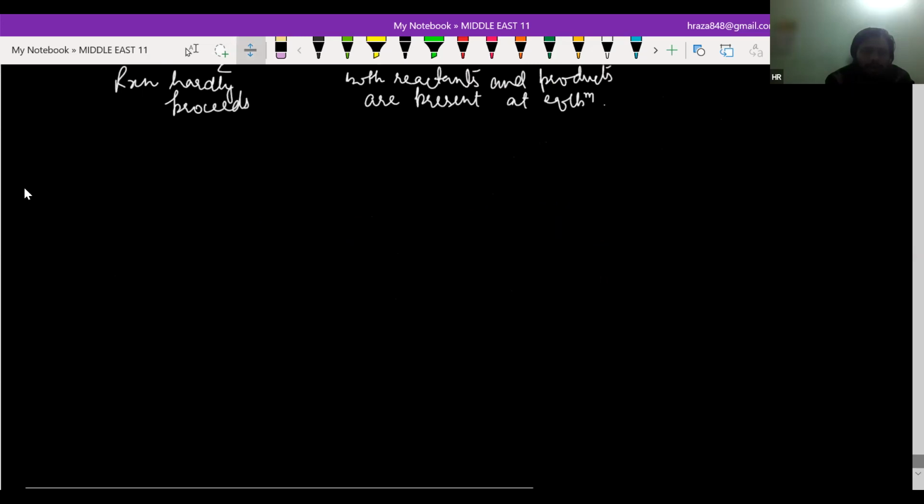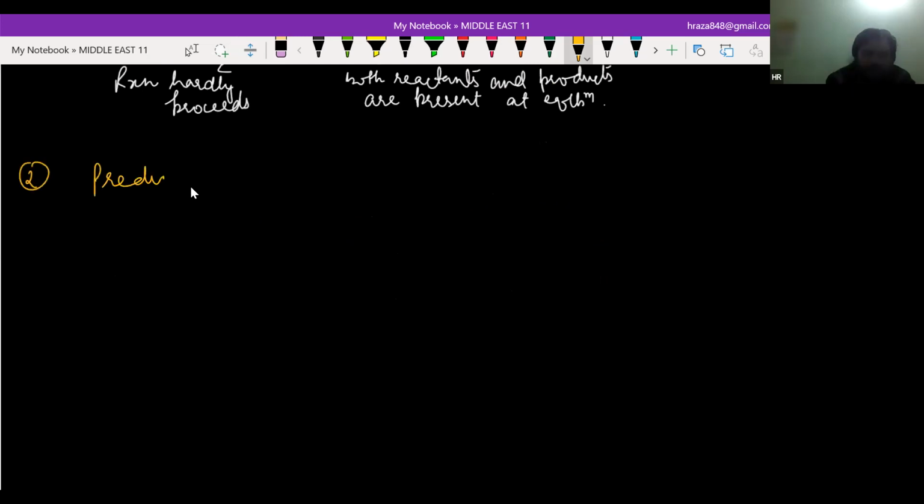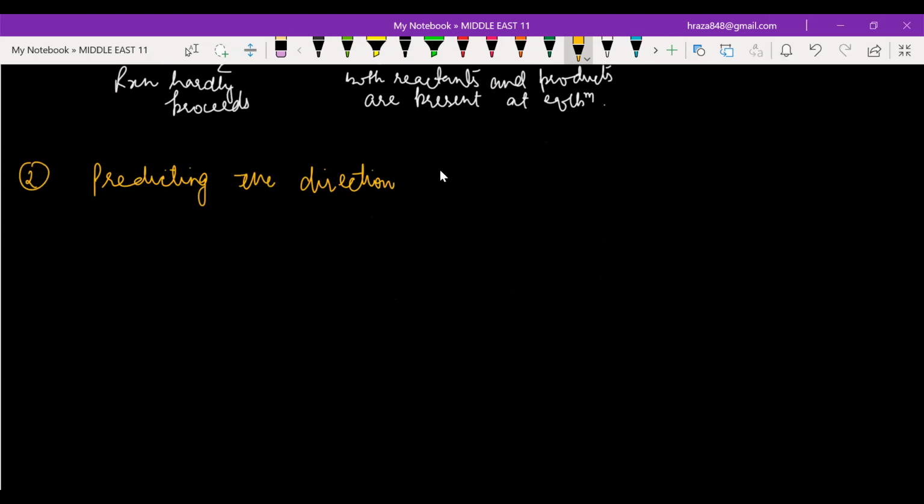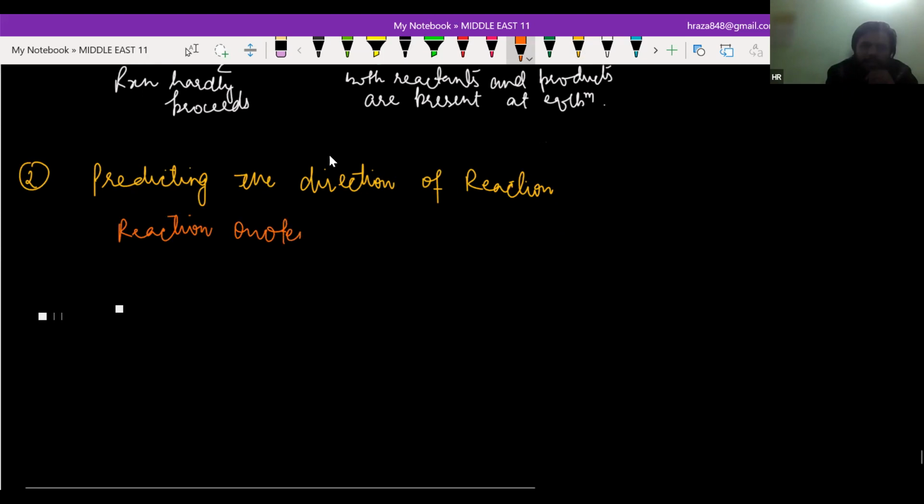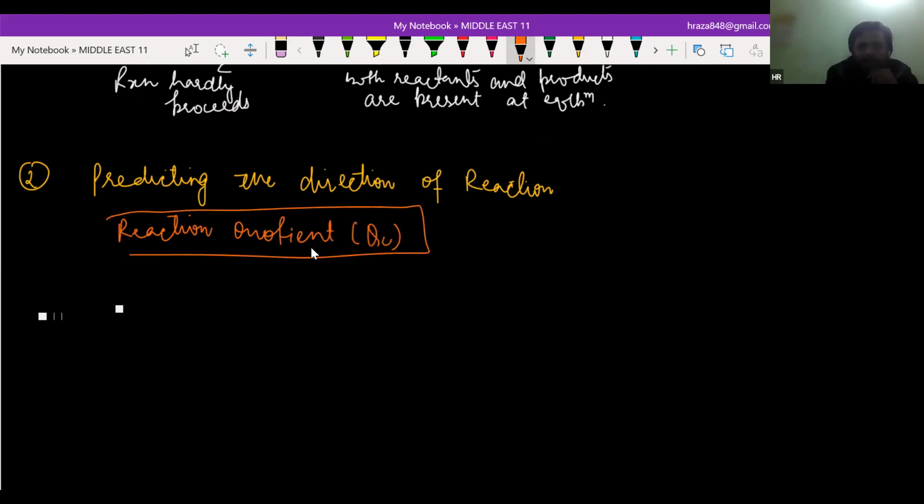So the second application is predicting the direction of reaction. Am I visible? Yes, sir. Okay. Now we will have a new term, which is known as reaction quotient. It is denoted by Qc. It is calculated in the same way as we calculated the equilibrium constant.